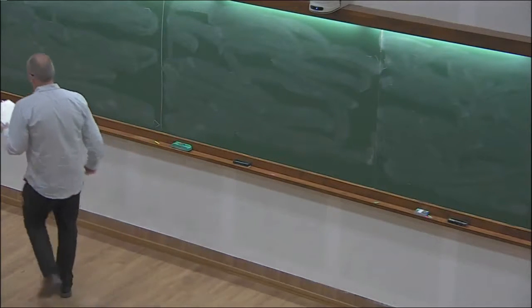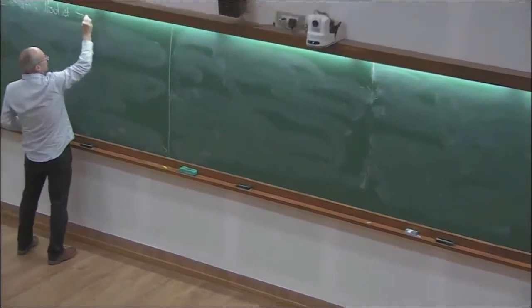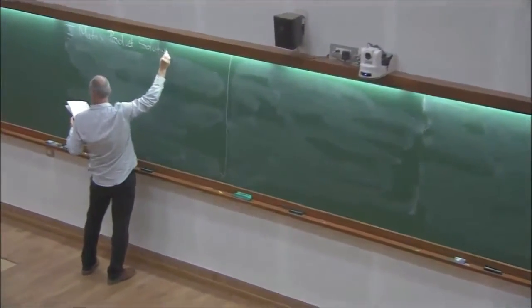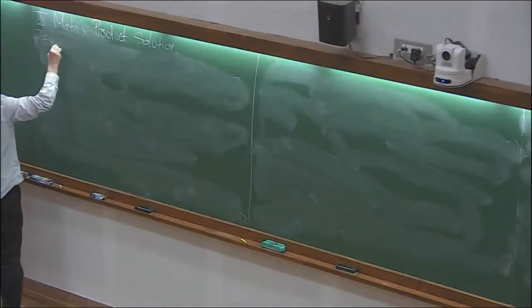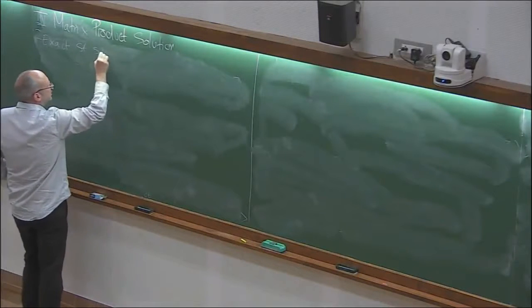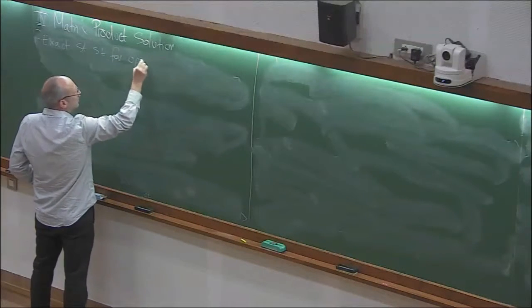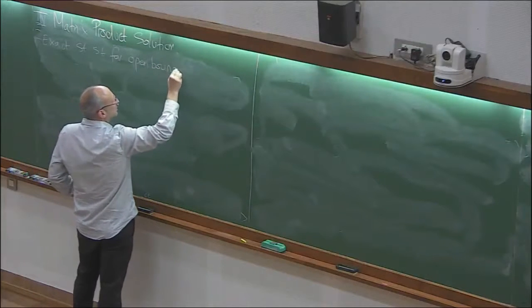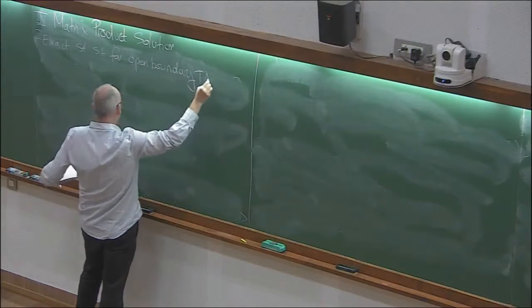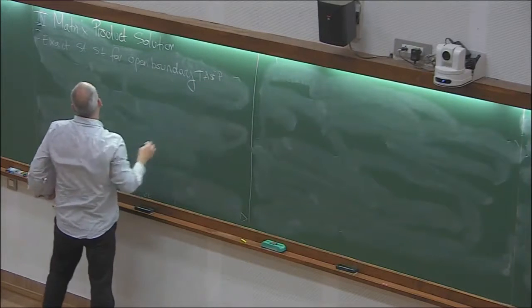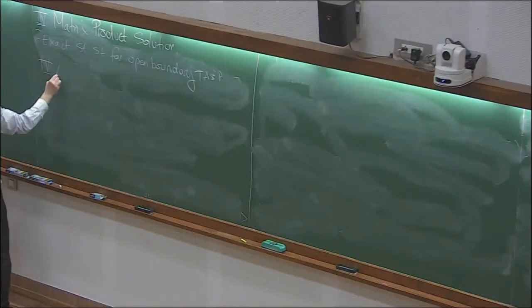This solution is known, for reasons which will become apparent, as the matrix product solution. It gives the exact stationary state for open boundary TASEP. So now this is section 4. Section 4 will be a little bit short, and hopefully I'll finish it today.